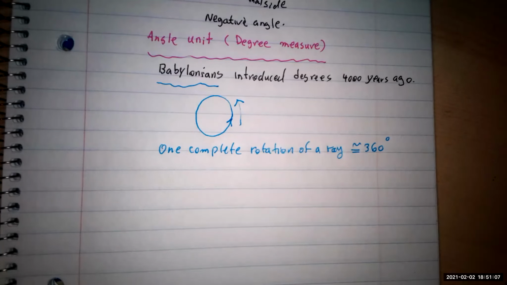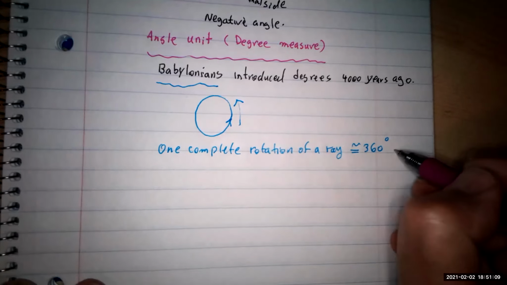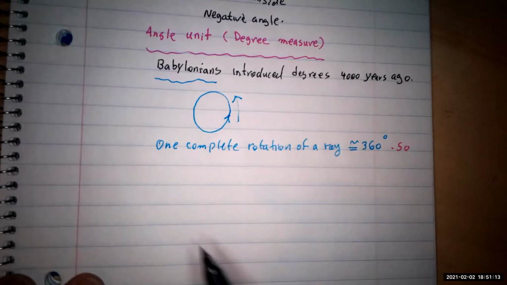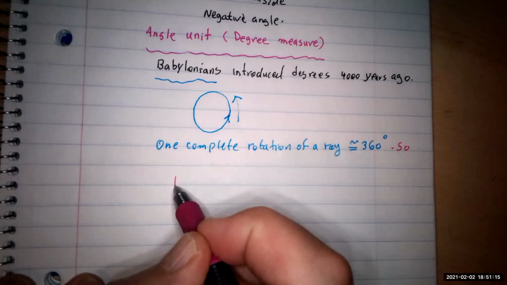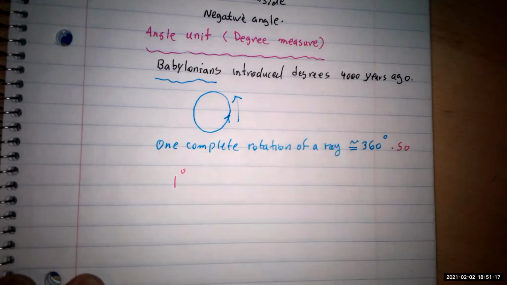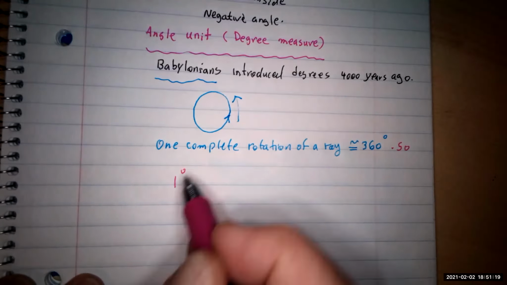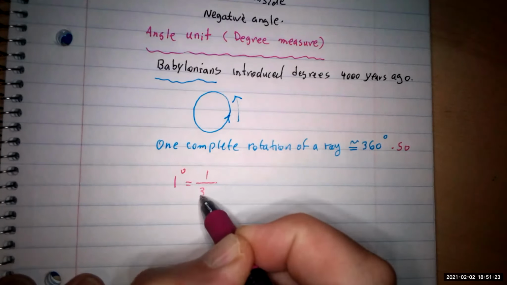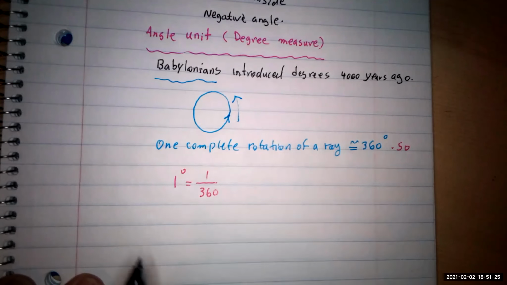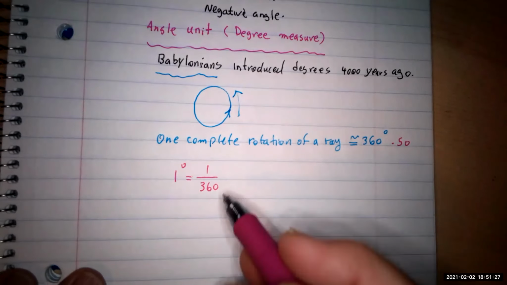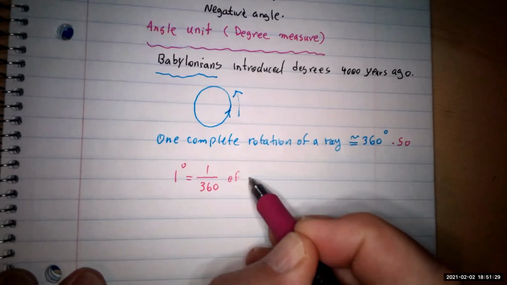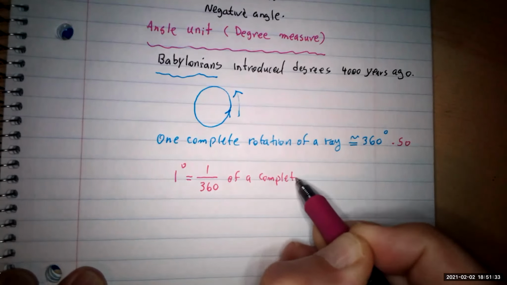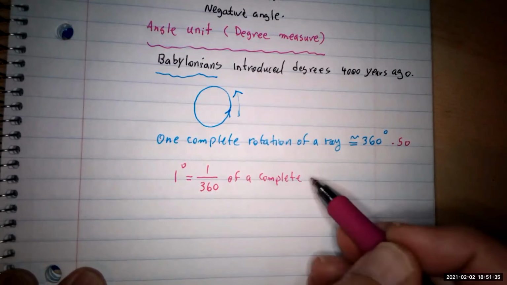So this is going to be the one, so that gives us a chance to define 1 degree. How are we going to define 1 degree? This is the notation that we're going to use, 1 degree. The 1 degree would be what? A portion of the circle. What portion? 1 over 360. This is going to be a fraction of what? Of a complete cycle, complete rotation.